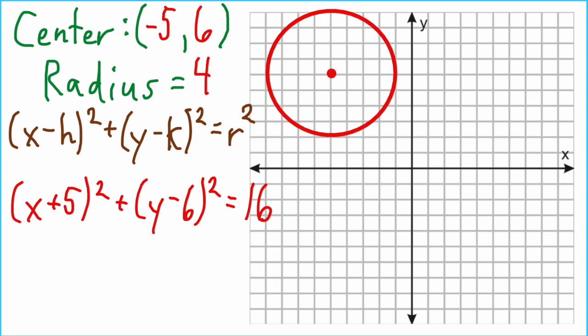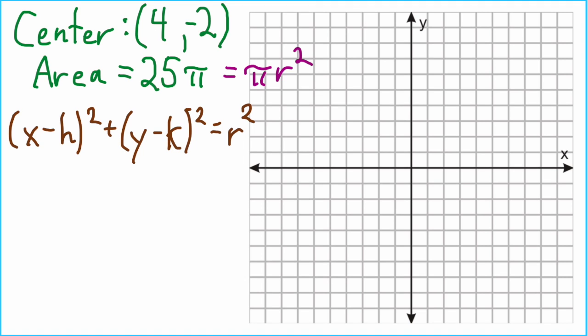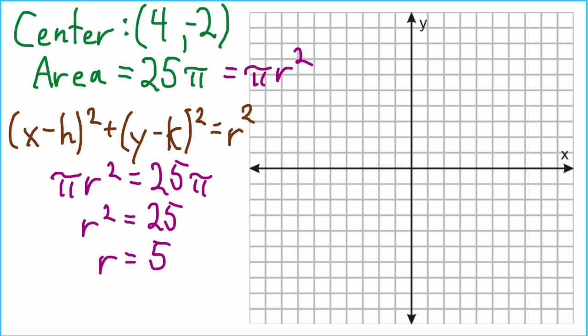All right, what if I give you some different information? I give you the center is (4, -2), and I tell you that the area is 25π. How can you figure out the radius from this? Well, we have to know that the area formula is πr². So I can write that πr² = 25π, and then I have to solve for the radius. Divide both sides by π, you get r² = 25, so r = 5.